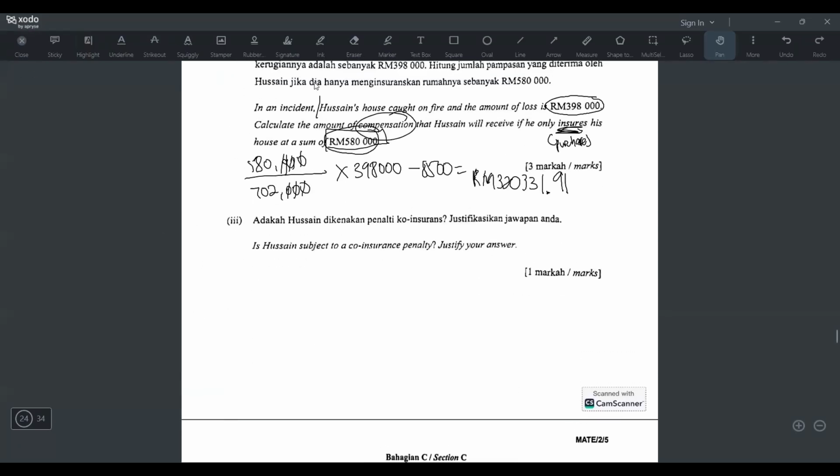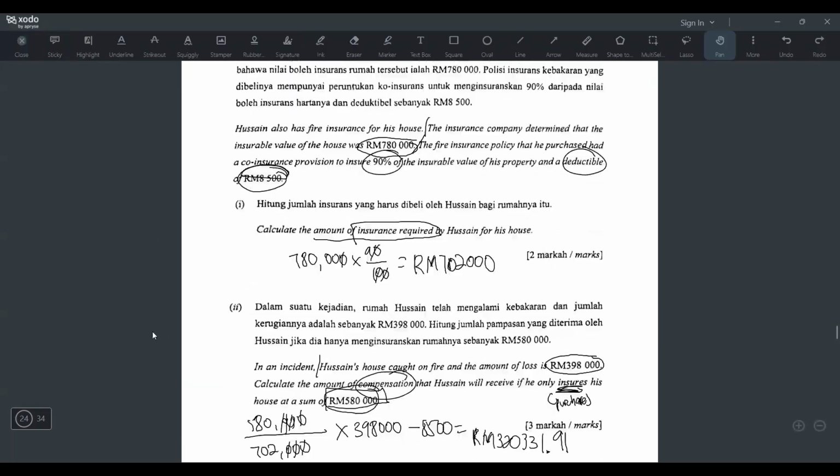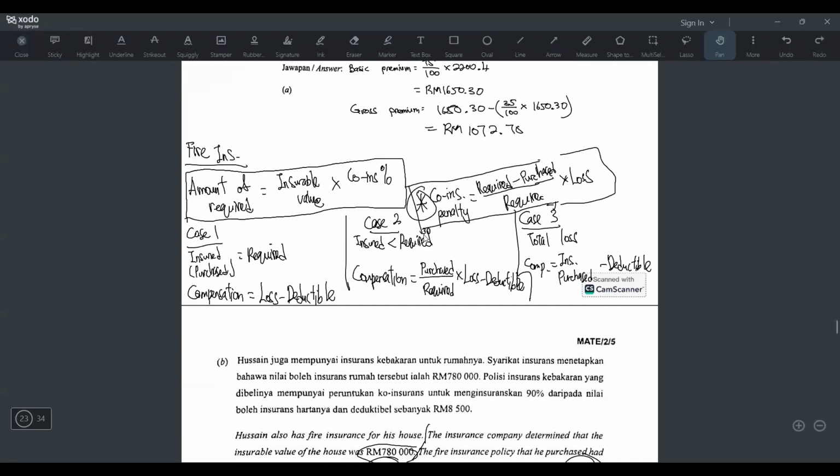Okay, now let's do number 3. Is Hussein subject to a co-insurance penalty? Justify your answer. Yes. He will have a co-insurance penalty. The reason why is because his insured value is less than the required.